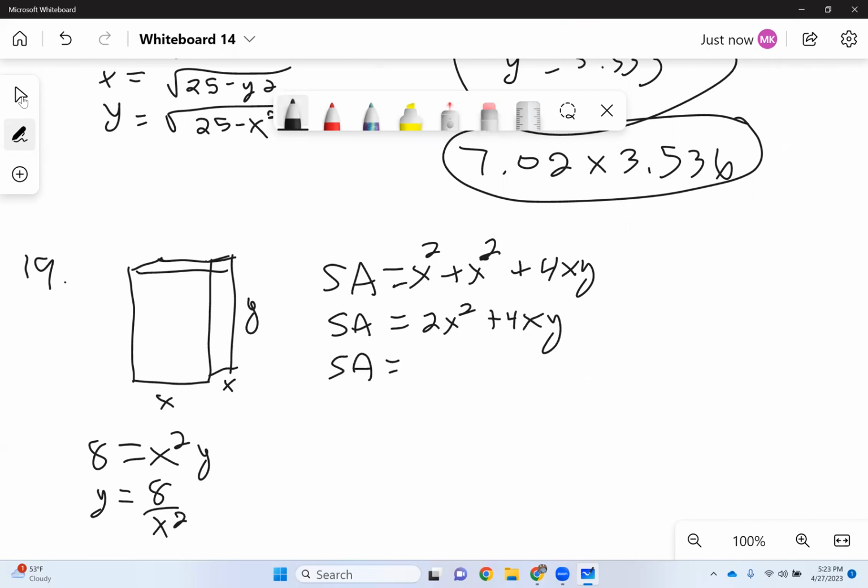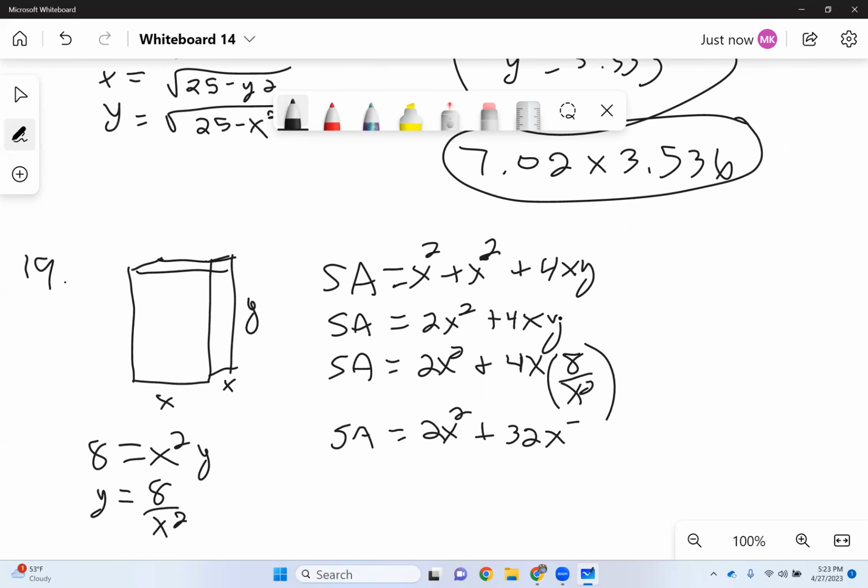So the surface area equals 2x squared plus 4xy, but y is 8 over x squared, we see down here. Plus 4x times 8 over x squared. Okay, I want you to look right here for a minute. 4 times 8 is 32. The x is going to cancel with one of the x's down there, so this will be 32 over x, or 32x to the minus 1. So surface area equals 2x squared plus 32x to the minus 1.